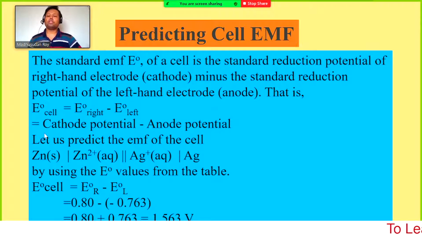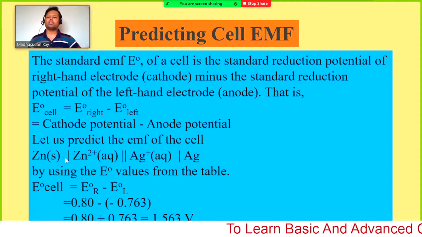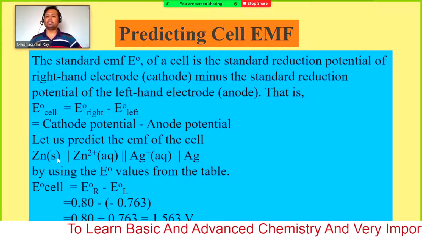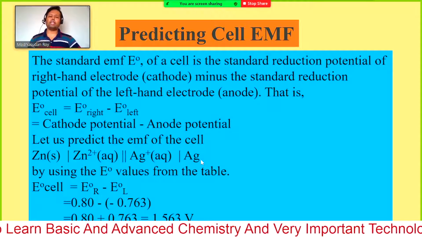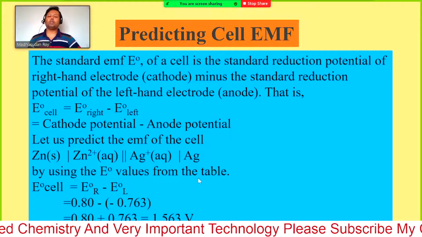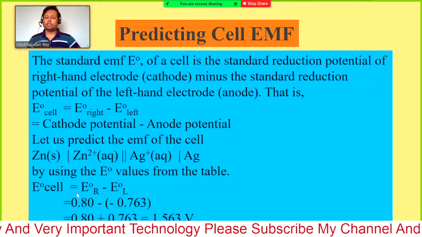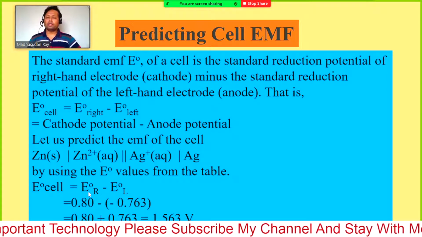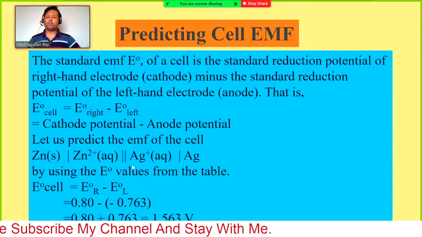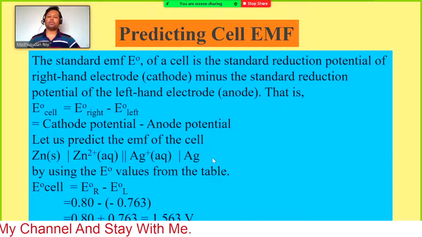So if we consider the cell diagram is like this, zinc solid, that means this is the electrode and this is the electrolyte, zinc ion, and silver. If this is the cell diagram, by using the E naught values from the table we will find it. So here you can see E naught R minus E naught L. This is our right hand electrode, the right hand side, silver ion.